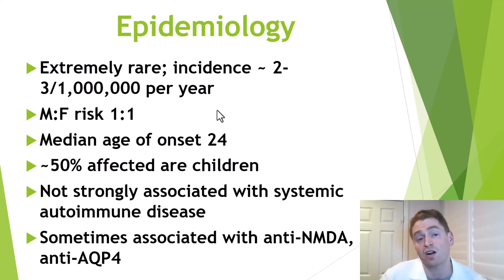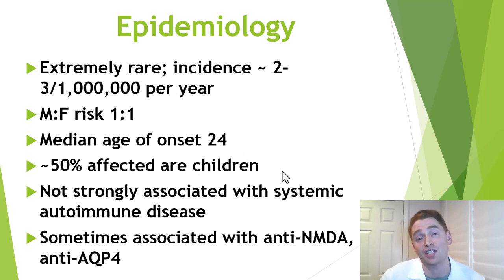Unlike most other autoimmune diseases, the risk in men and women is the same, 1 to 1. Compare that to the related disease, anti-aquaporin 4 related neuromyelitis optica, which is 90% women. Not the case for MOGAD, 1 to 1 men to women. Also, it tends to affect younger people. The median age of onset, according to one study, was 24, and some studies show around half of people with the disease have an onset during childhood.